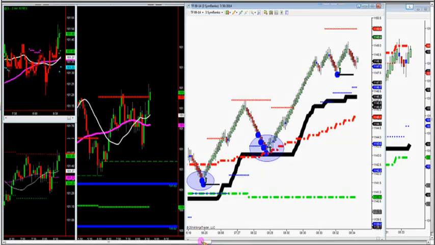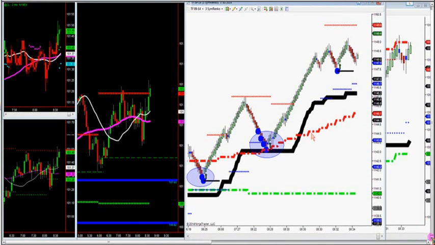All right, let's go on the Russell 2000. Let's look at this. What we have is market profile on your own Ninja charts. Let's make sure you understand the setup.